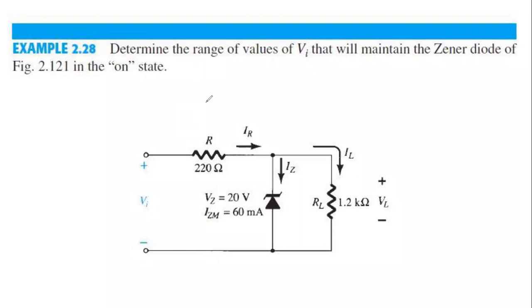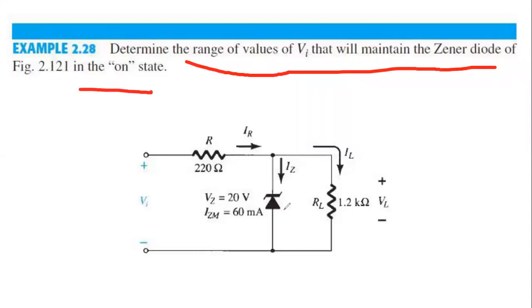The question is to determine the range of values of Vi that will maintain the Zener diode in the on state. In our whole calculation we consider the Zener diode on, which means in the Zener region, my students, not in forward bias. We need to calculate the voltage range, from which voltage to which voltage our Zener diode remains always on. That is the main thing we need to calculate.